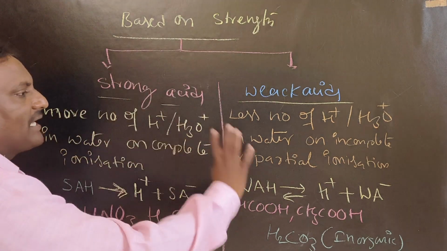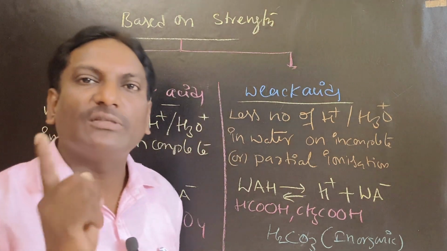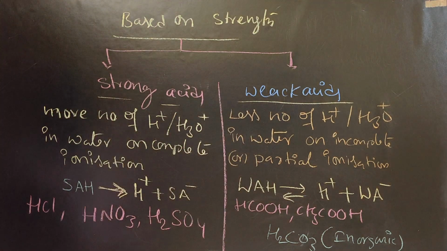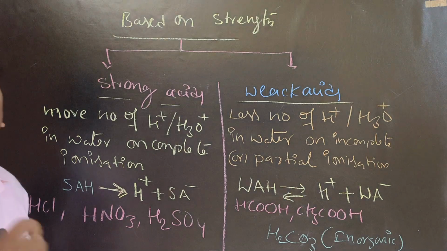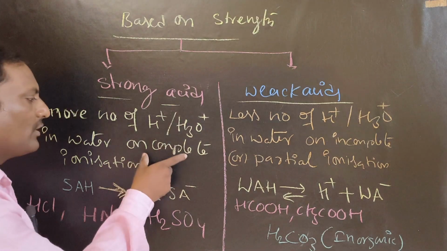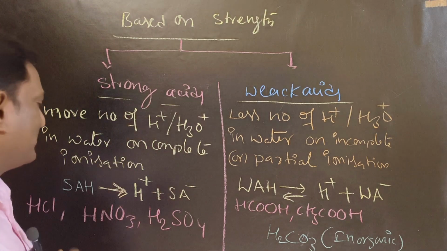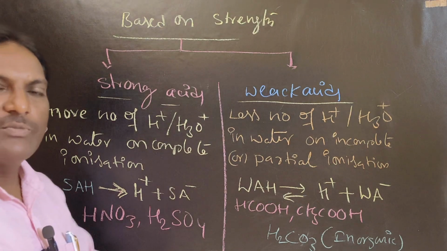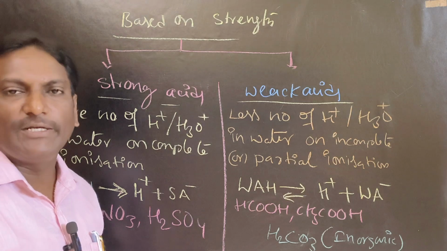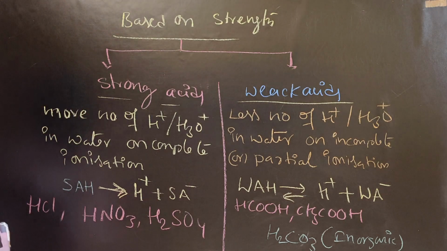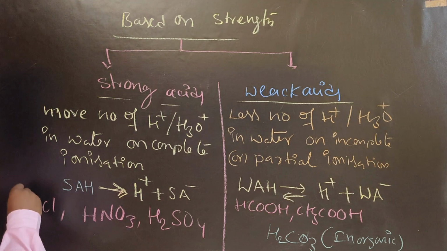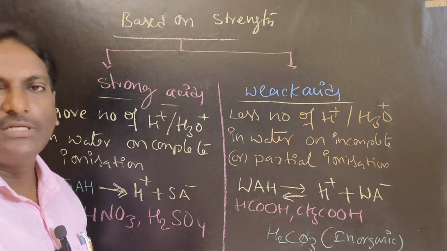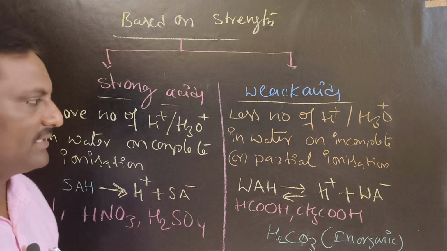Acids can be classified into two types based on strength: strong acids and weak acids. Strong acid means those acids produce more number of H plus ions or hydronium ions on complete ionization. When the acids are dropped in water, they are completely dissociated and split into ions. These kinds of acids are called strong acids. Examples: hydrochloric acid, nitric acid, sulfuric acid. Generally, inorganic acids are strong acids.